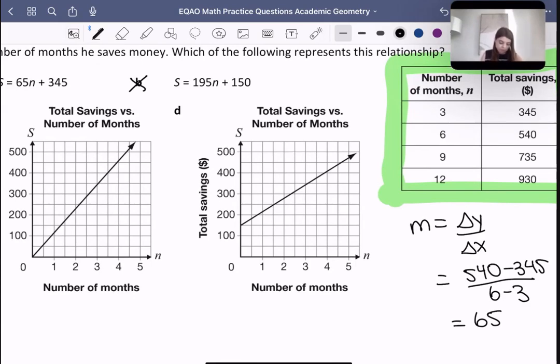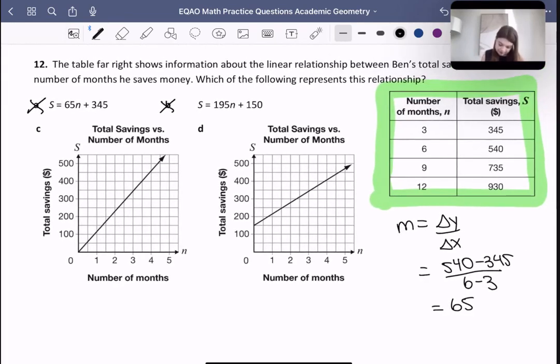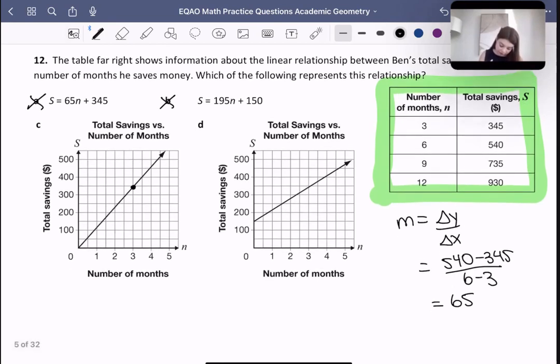Good. All right, what about C? Well, let's see. After 3 months, how many savings dollars are in C? About 350 looks like. So this could be it. Yeah, this could be it for sure. Okay, what about this one here, the second one? How many savings after 3 months? Also looks like 345. So either one of these could be it based on what we've looked at so far.